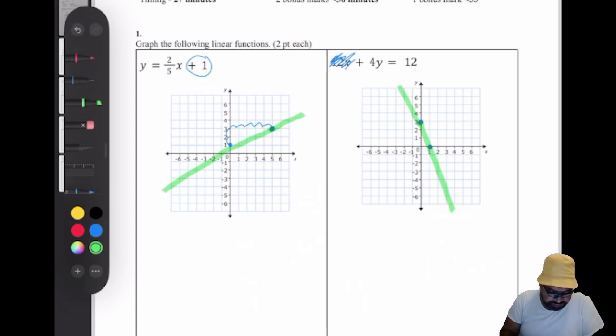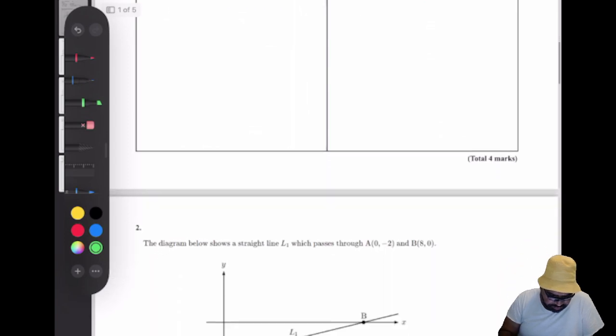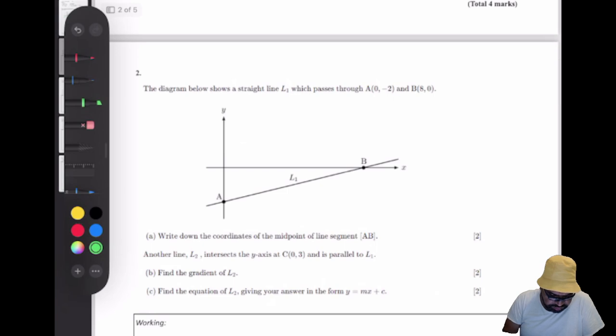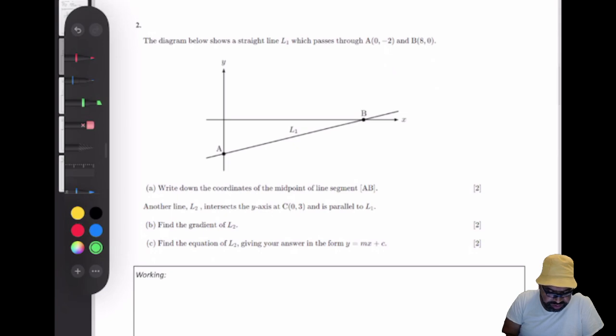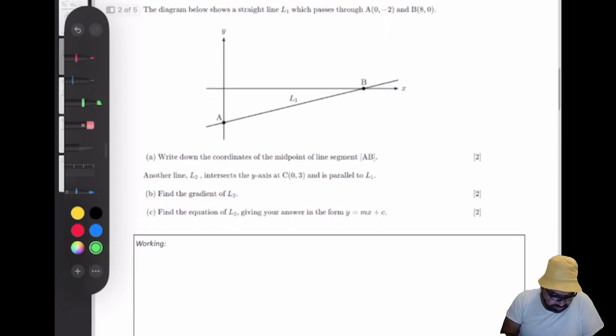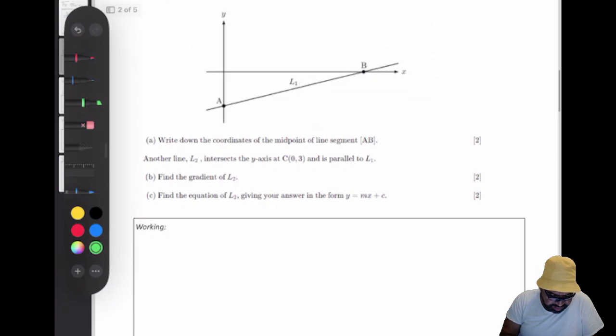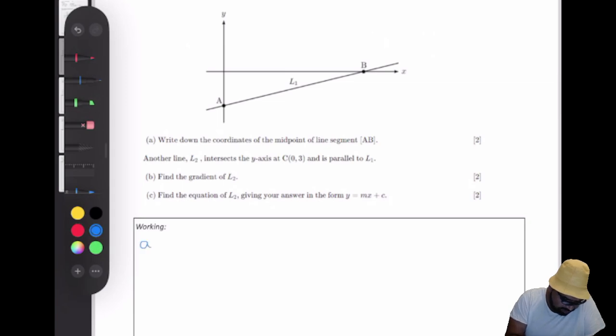Let's go to number 2. The diagram below shows a straight line L1 which passes through A (0, -2) and B (8, 0). Write down the coordinates of the midpoint of line AB. There are several ways to solve this. We discussed some options. I will use the midpoint formula: add those 2 points in x and divide by 2. Let's solve A here.